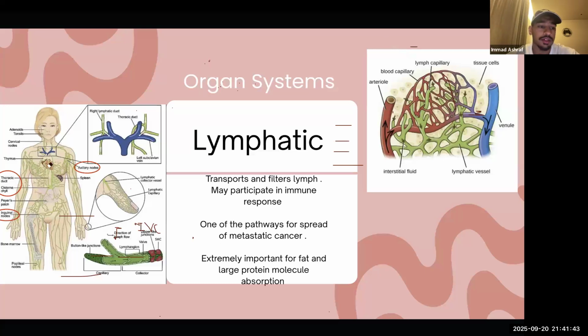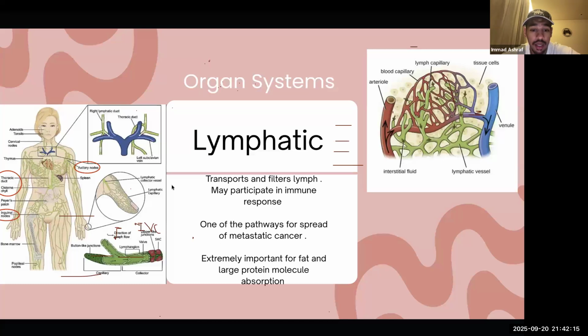Okay. So yeah, now we have the organ system, the lymphatic system. So the lymphatic system transports and filters lymph. And we'll talk about what lymph is. The lymphatic system may also participate in immune response, and it's one of the pathways for spread of metastatic cancer. So metastatic cancer is a cancer that spreads from its original site. And one of the ways in which it can spread is the lymphatic system, especially carcinomas, which are cancers of the epithelium, are much more likely to spread via lymphatics.